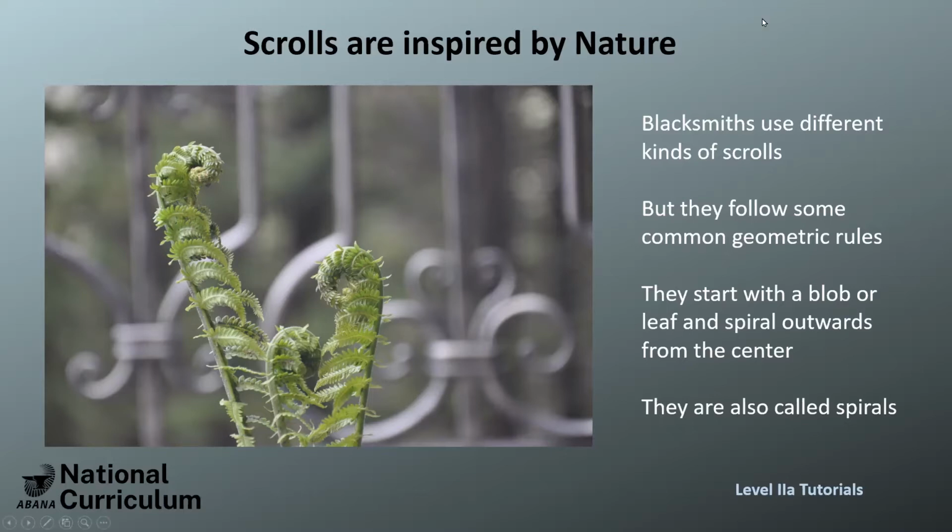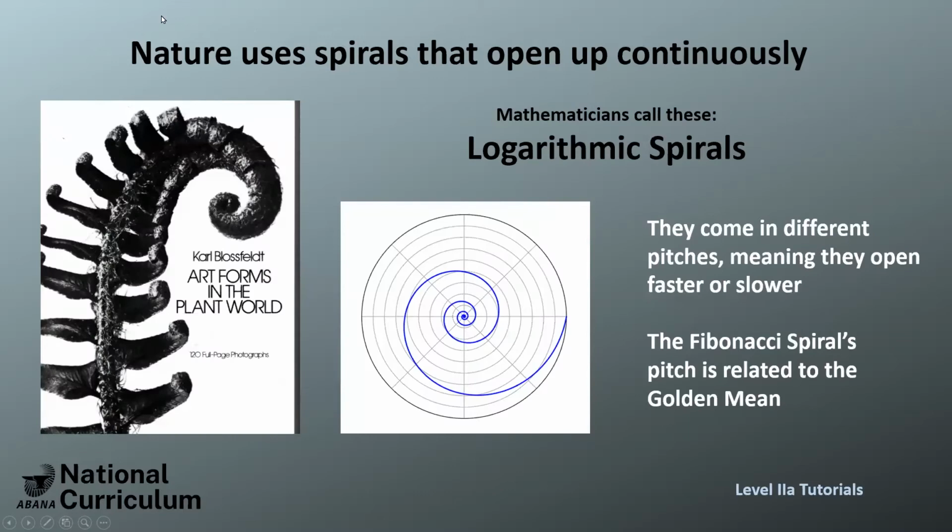Blacksmiths used different kinds of scrolls. They created different kinds of scrolls, but they all follow kind of the same geometric rules. They start with a blob or something in the middle, or a leaf, and then they spiral outwards. And that's why they're also called spirals. Nature uses spirals that open up continuously. So the scroll gets wider and wider as it goes from the middle to the outside.